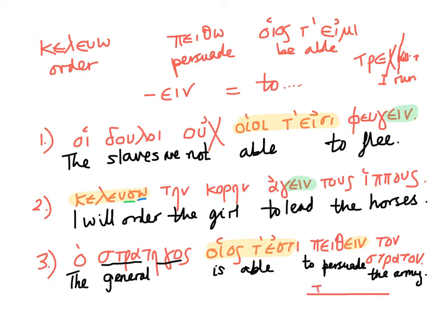Now I'm going to show you what you should put. Trechein here is a verb which means to run. And since we've lengthened the sentence, we can now get rid of those full stops. The general is able to persuade the army to run. And that is a wonderful sentence with two infinitives in it.